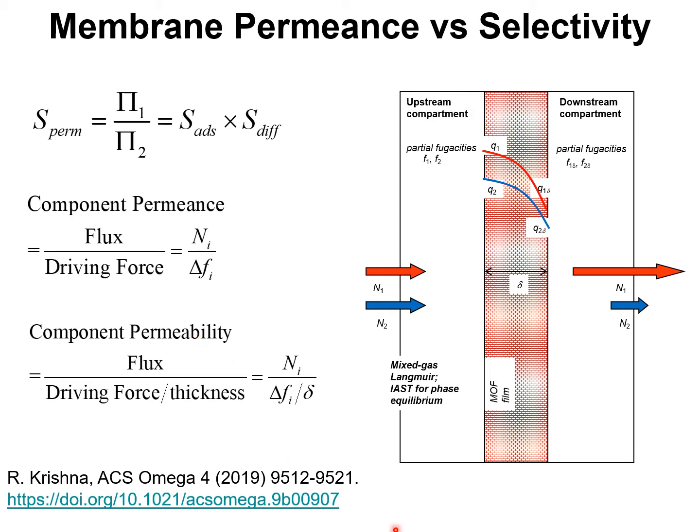In experimental studies, if the precise thickness of the membrane is not easily determinable, it is common practice to use the component permeance. In case the membrane thickness can be determined relatively accurately, we can determine the component permeability using the membrane thickness.